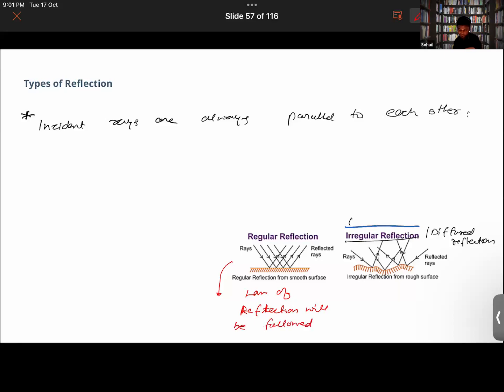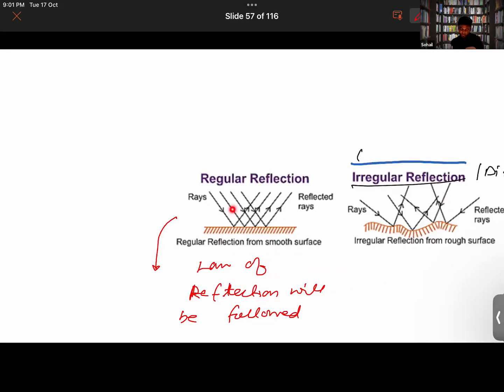As you can see from the diagram itself, all the light rays incident on the surface are parallel to each other, while the reflected light rays are also parallel to each other. That is what we see in regular reflection. Also, the images formed by regular reflection are sharp and clear.